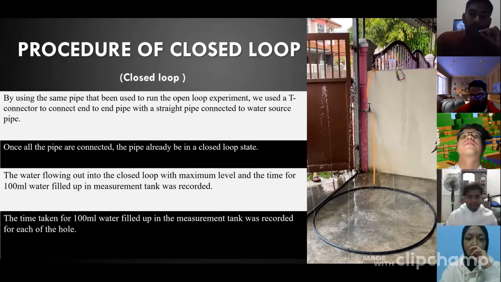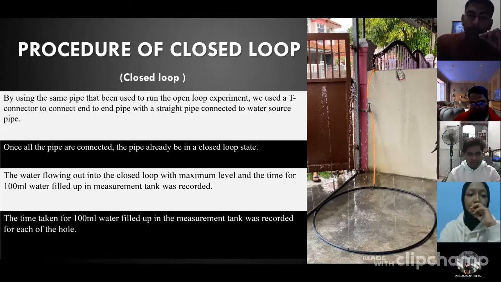Procedure of closed loop. By using the same pipe that was used to run the open loop experiment, we used a T connector to connect the end of the pipe with the straight pipe connected to the water source pipe. Once all the pipes are connected, the pipe is in a closed loop state. The water flowed into the closed loop at the maximum level and the time for 100 ml of water to fill up in a measurement tank was recorded for each of the holes.